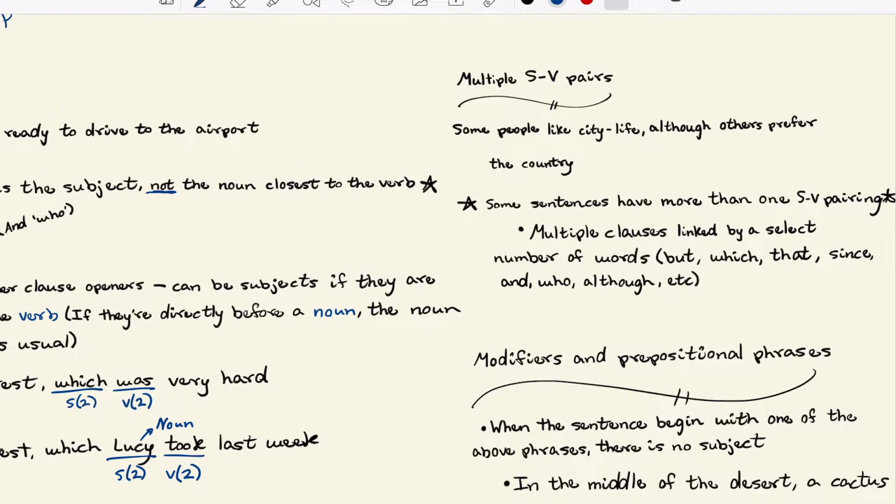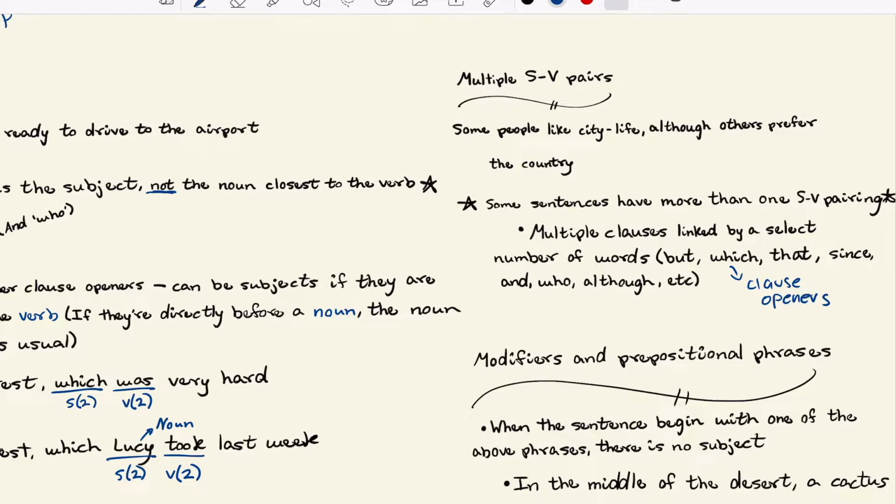Some sentences have more than one subject-verb pairing, which means that there is more than one clause in the sentence. And these clauses need to be linked by a select number of words. For example, but, which, that, since, and, who, although, etc. These words are called clause openers. An example sentence is, "Some people like city life, although others prefer the country."